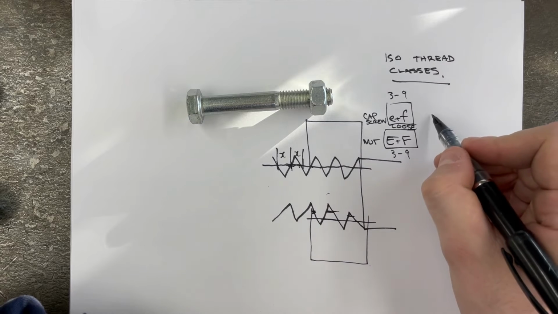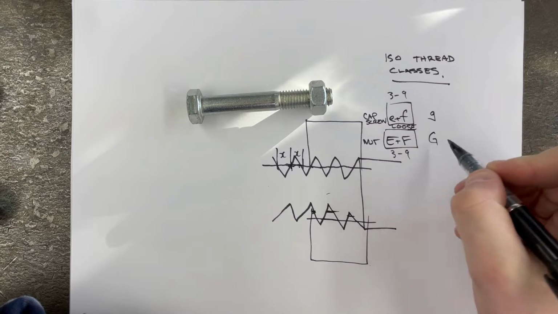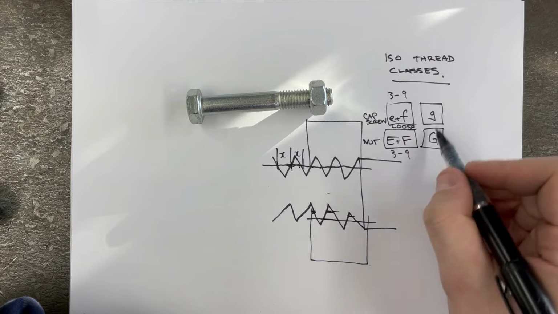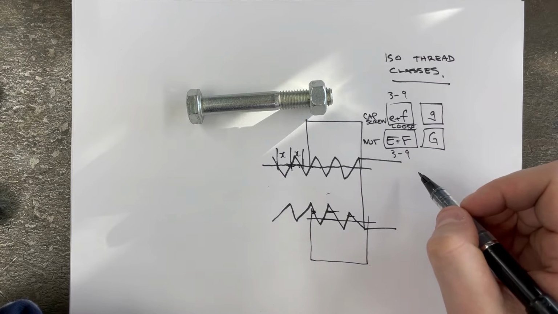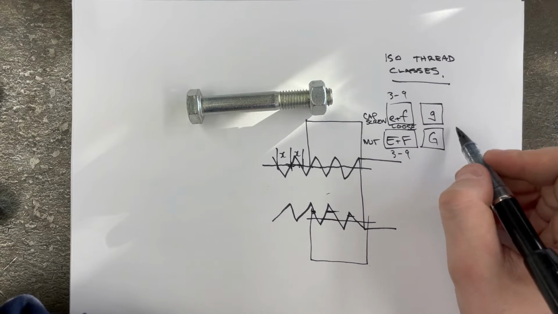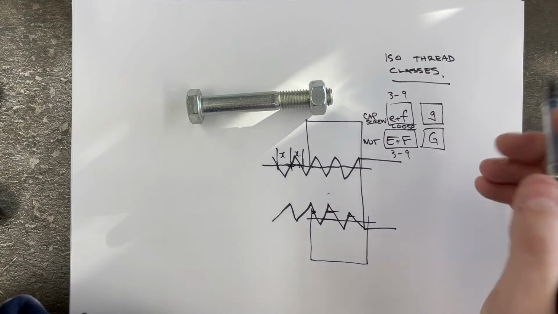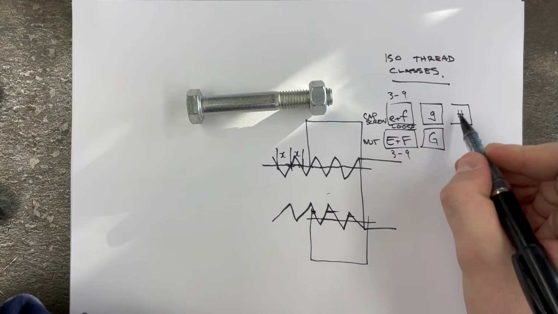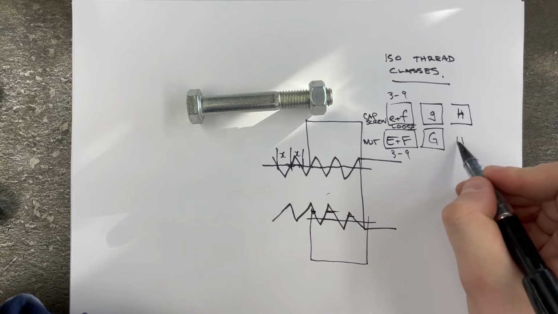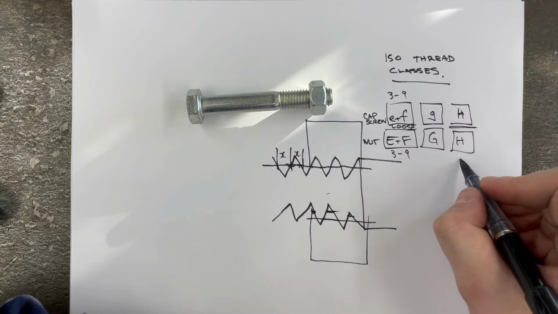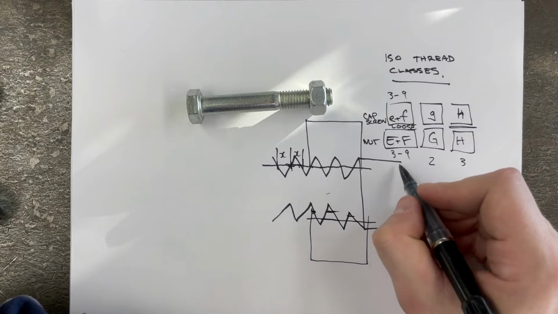And then you have G, which is your kind of standard. That would be the equivalent of a class 2 in the UNC. And then if you get into very fine tolerances, then you're going to be looking at lowercase h and H. And so these ones are like size for size. So this would be the equivalent of a class 3, this would be a class 2, this would be a class 1.